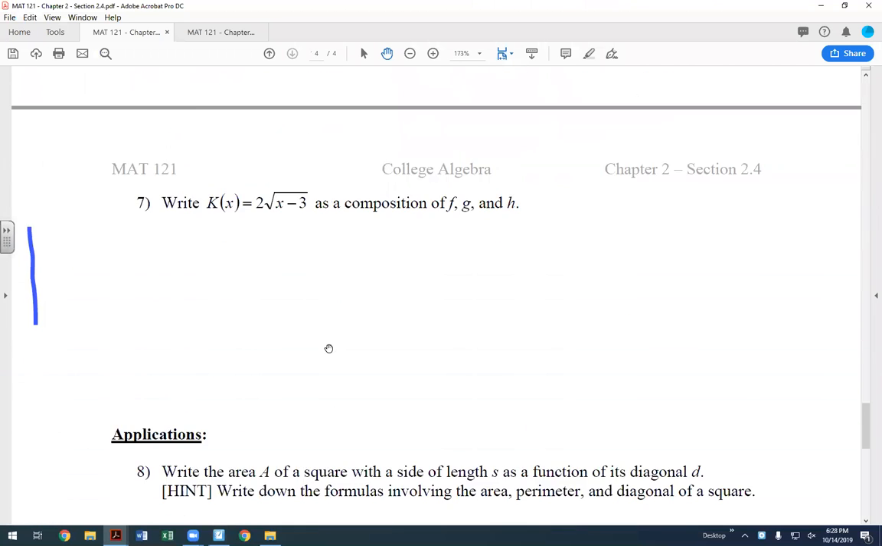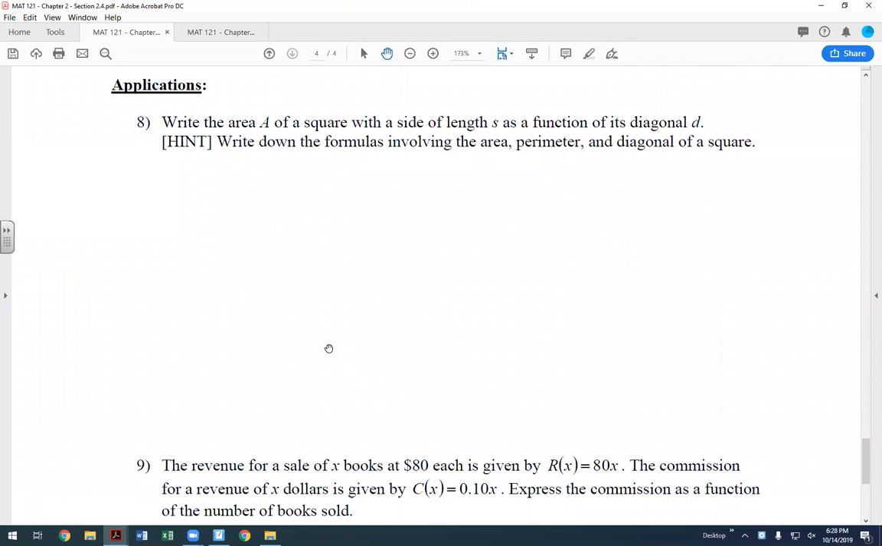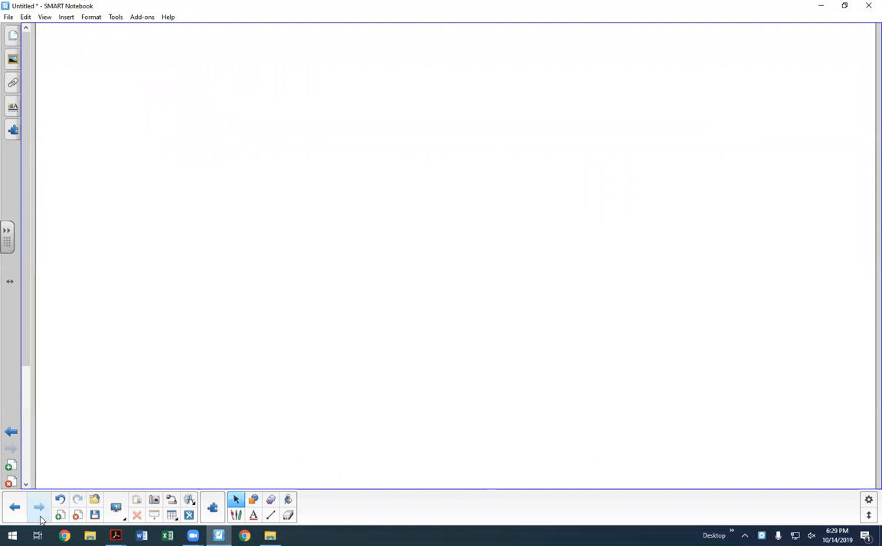Let's go back to our handout. So that brings us down to our last 2 examples. Here we're talking about applications with compositions. So this one is talking about write the area A of a square with the side of length S as a function of its diagonal, D. So how do we write the area of a square that has a side S in terms of its diagonal, D?